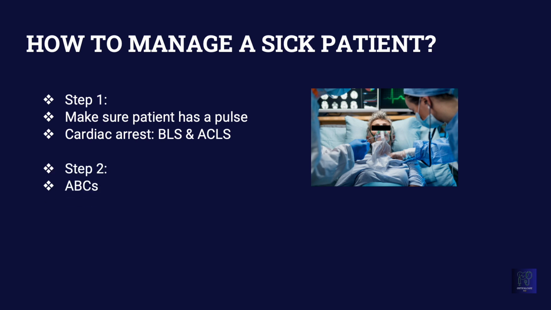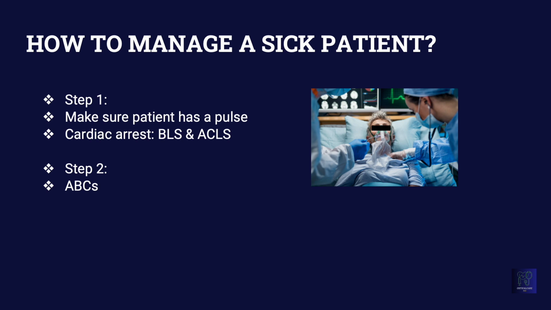Let's say you check for a pulse and the patient has a pulse. Then you move on to step 2, which is ABCs: airway, breathing, and circulation. This is very important. So start by assessing the airway. See if there's any obvious obstruction of the airway. Is there any swelling? Is there any significant bleeding or any secretions blocking the airway? It's very important to relieve the obstruction and, if needed, secure the airway by placing an endotracheal tube.